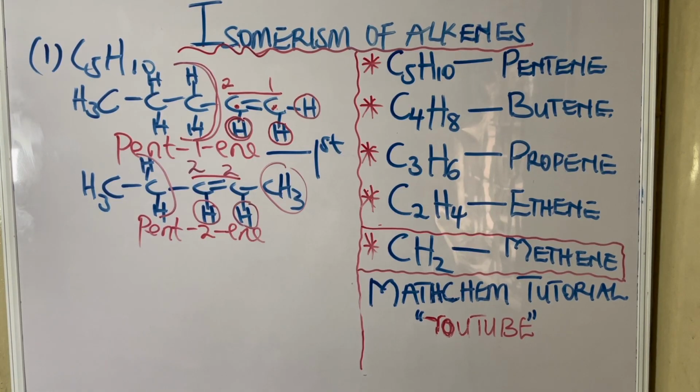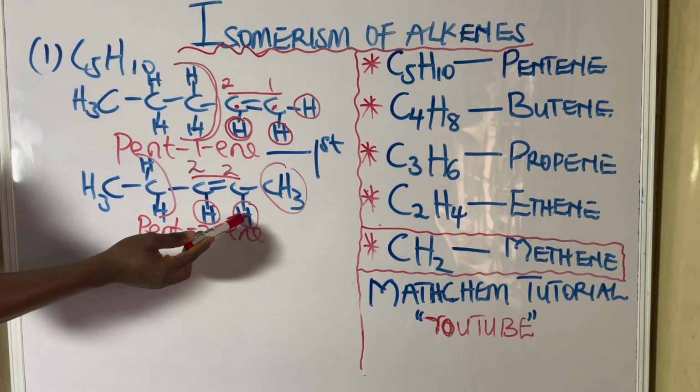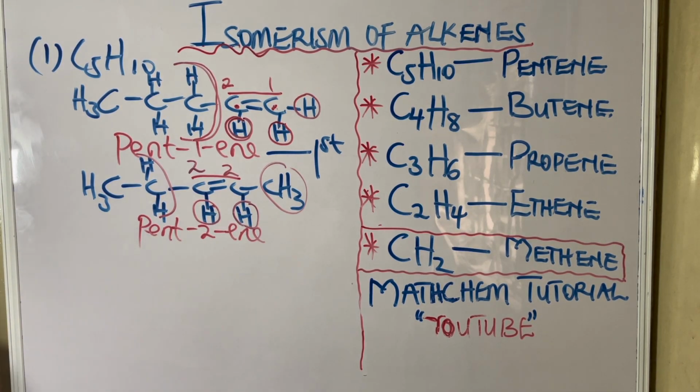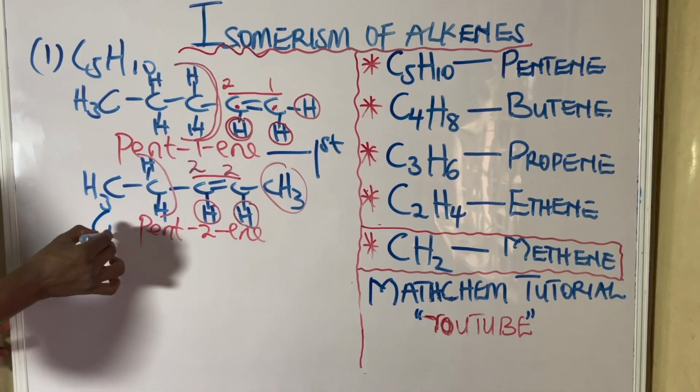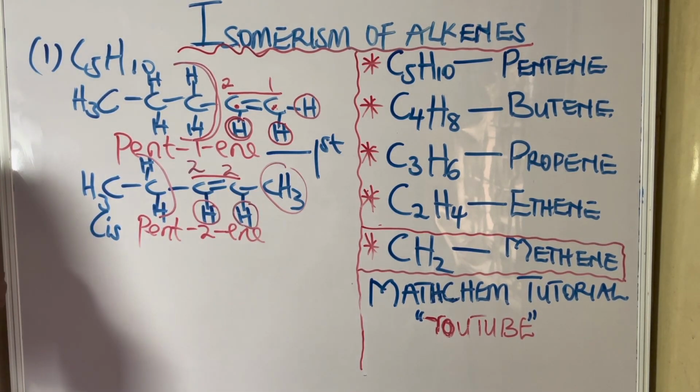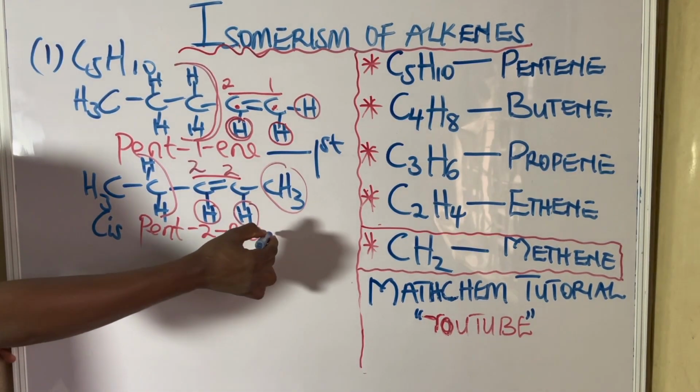So in that case, we can have cis pent-2-ene and then trans pent-2-ene. For you to have cis pent-2-ene, take it like this. The hydrogens here must be together, they must be on the same plane. So this compound I've drawn on the board is cis pent-2-ene. So that is the second isomer.